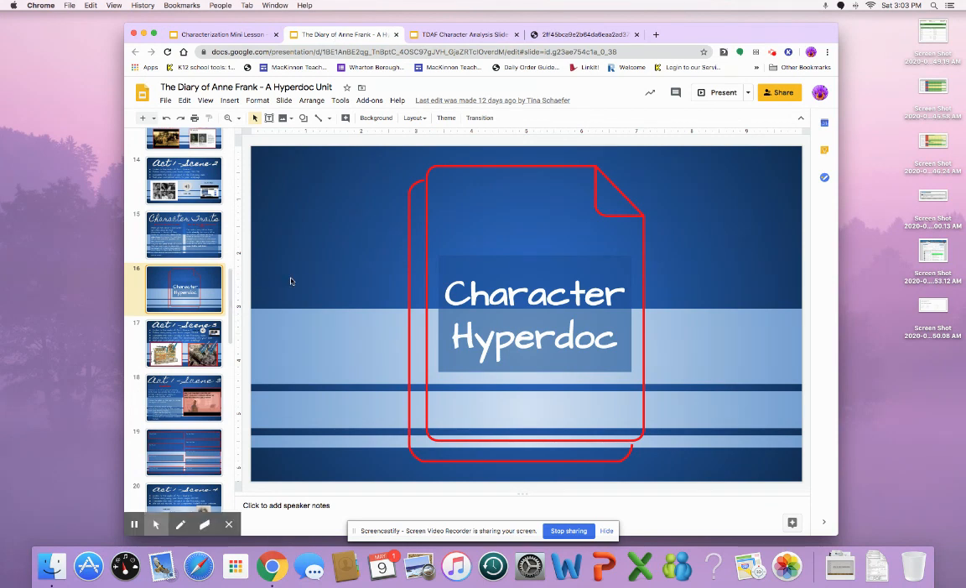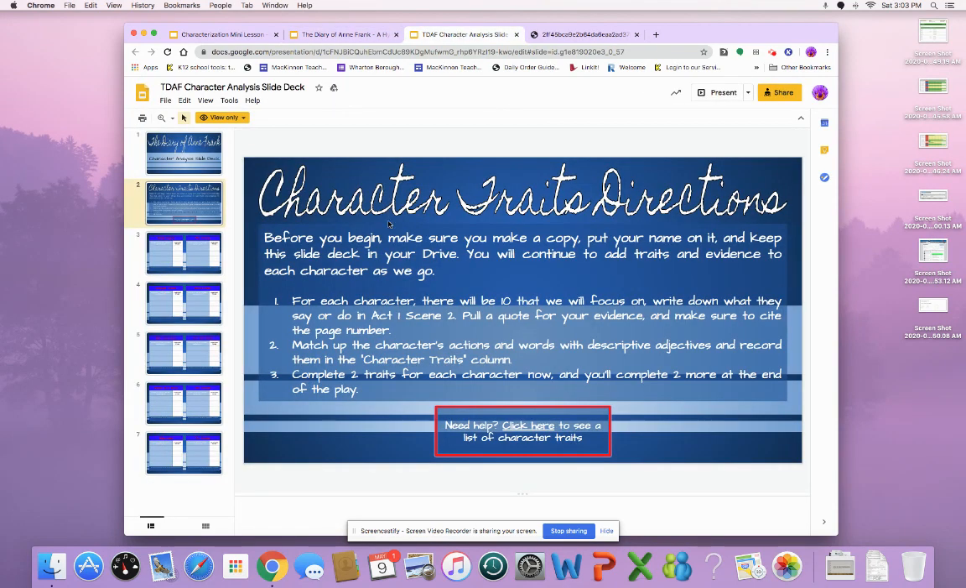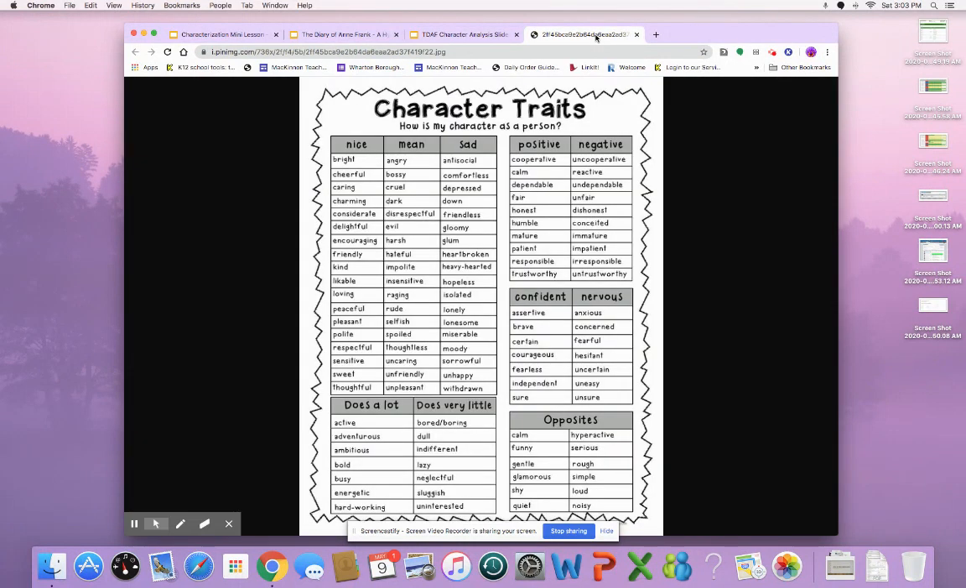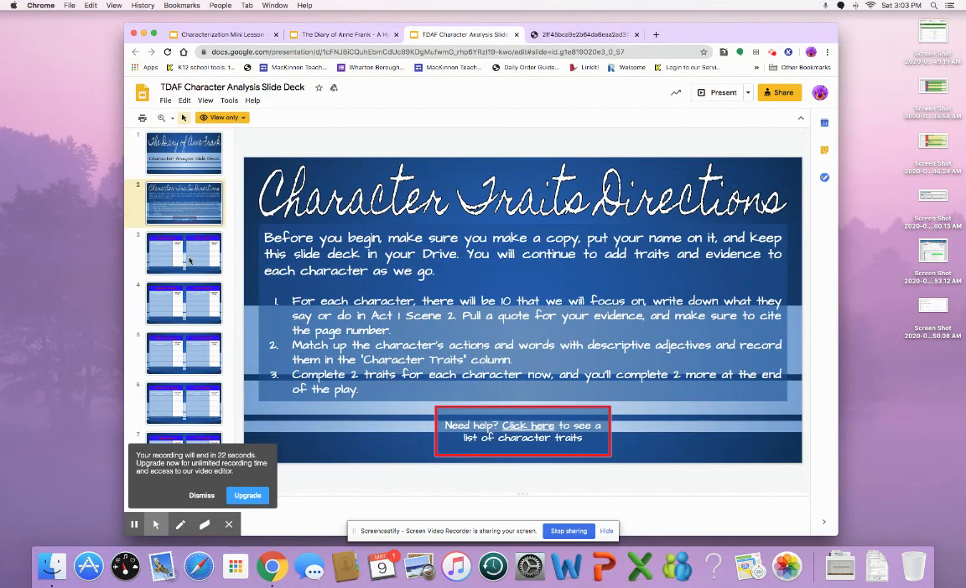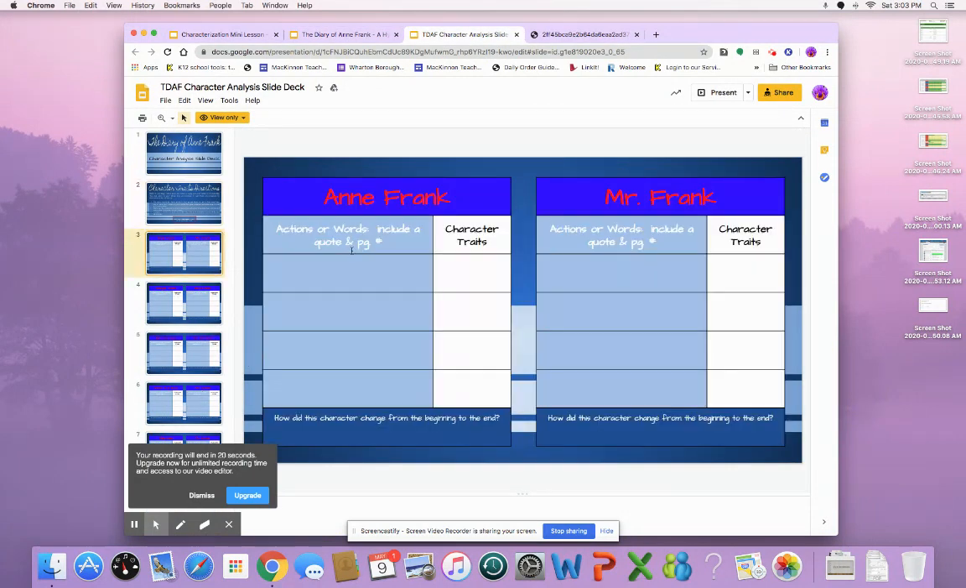So after you read Act 1, Scene 2, you're going to go to slide number 16, click on the hyperdoc. It will take you to this. You have to make a copy of it. And you can click here to find examples of character traits. We don't want to see you saying sad, mad, things like that. And then you fill in the charts. Actions, words for each person.